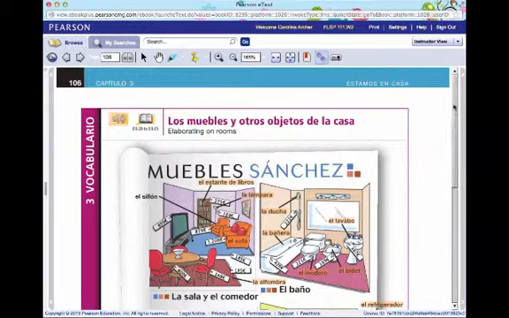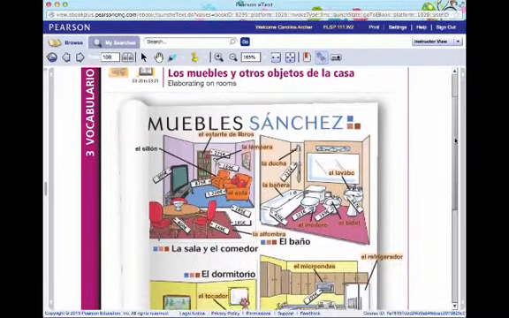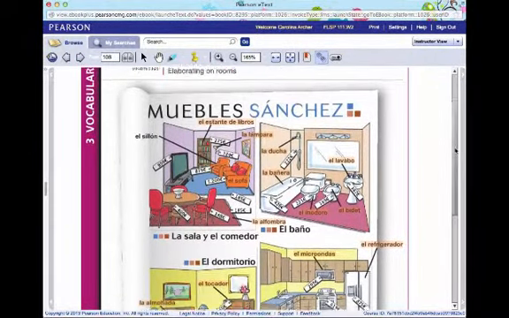Los muebles y otros objetos de la casa. Los muebles means furniture. Furniture and other objects in the house. So we're going to elaborate on describing rooms. Here we have la sala y el comedor, the living room and the dining room together. Okay, and some vocabulary here.